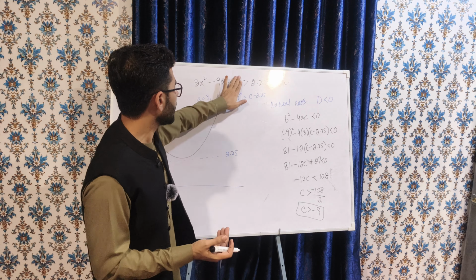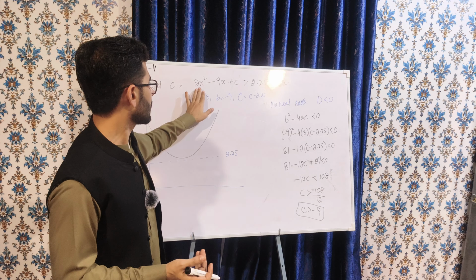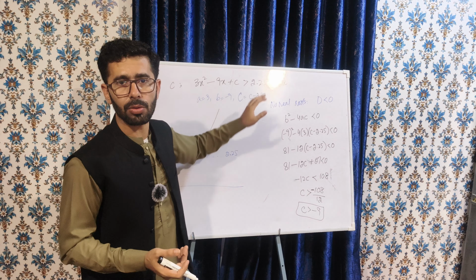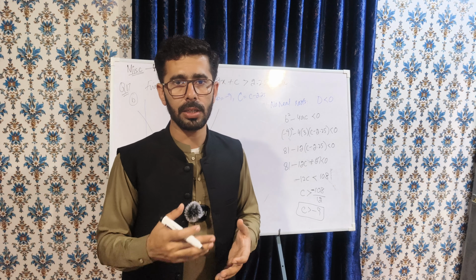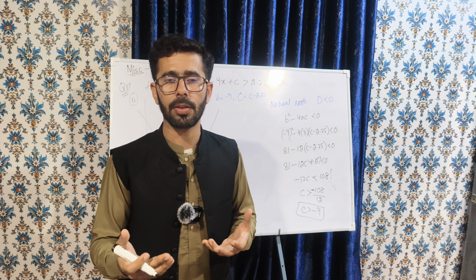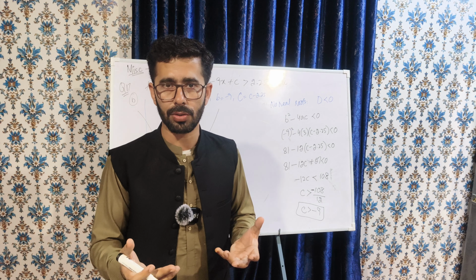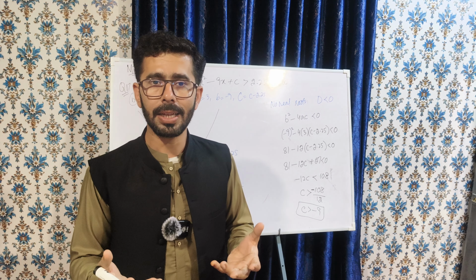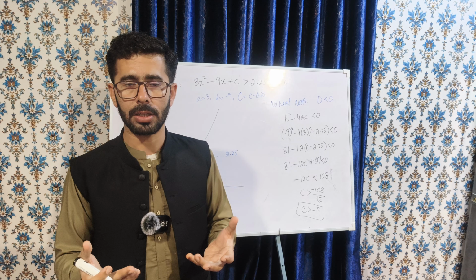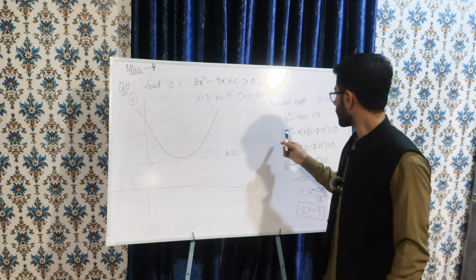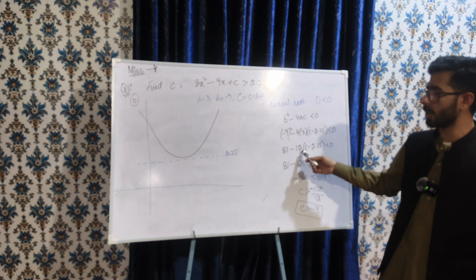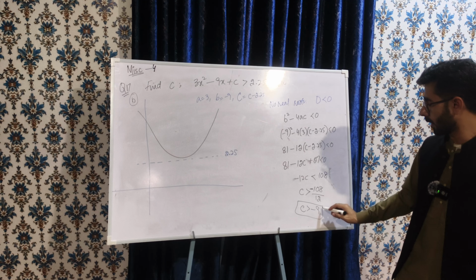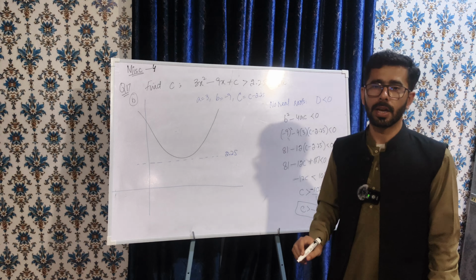If there was no c in the question and it was only 3x square minus 9x bigger than 2.25, then we would have directly solved the inequality without putting any conditions on the discriminant. We did not need any conditions of discriminant in that case, right? So we put the values of b and a and c in the inequality and simplify it. We get the value of c to be negative 9 in this case.